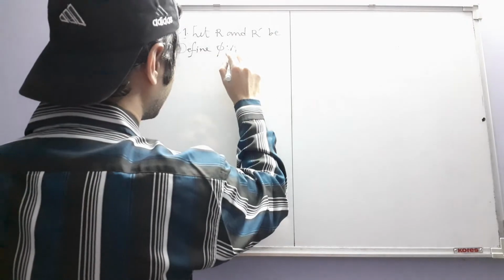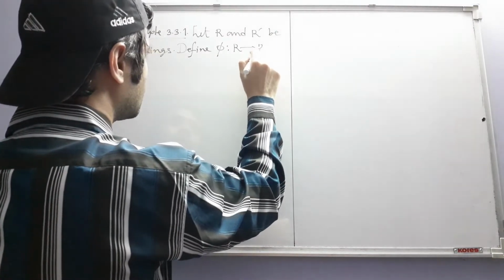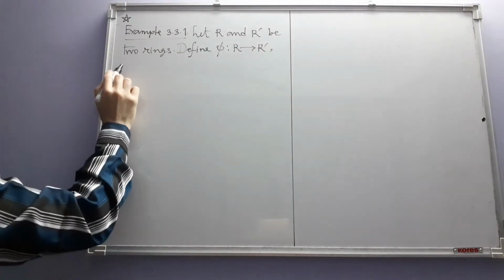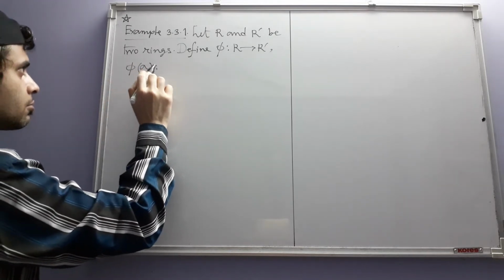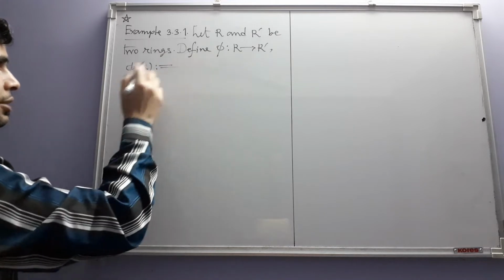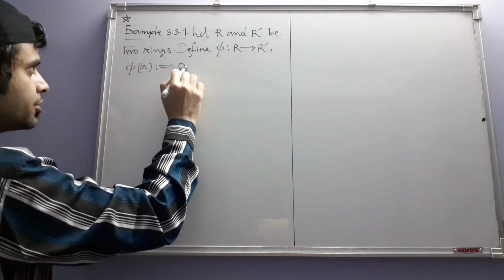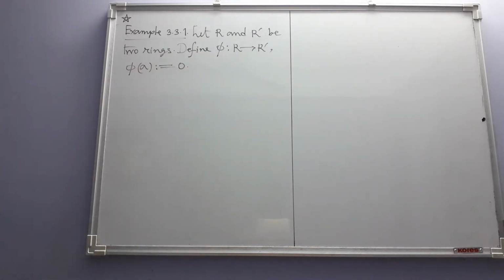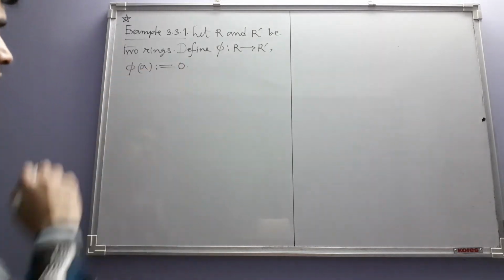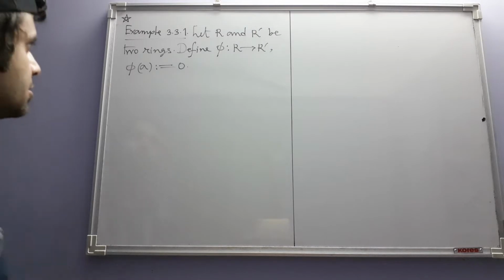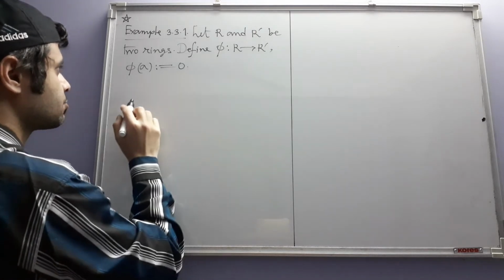Define a function phi from R into R prime like this. Every element A of R is mapped onto the zero element of R prime. Then it's very easy to check that this is a ring homomorphism. In fact, we can do this quickly.